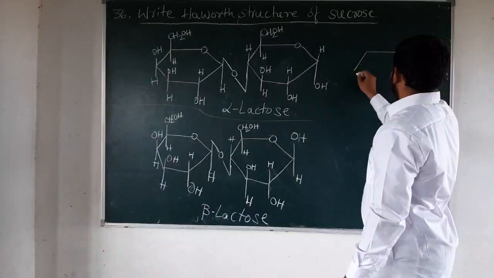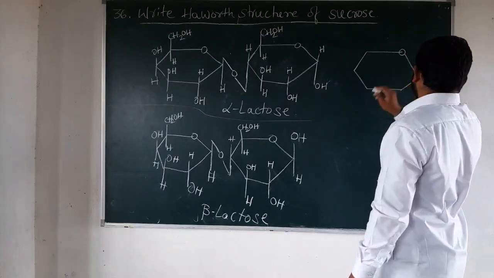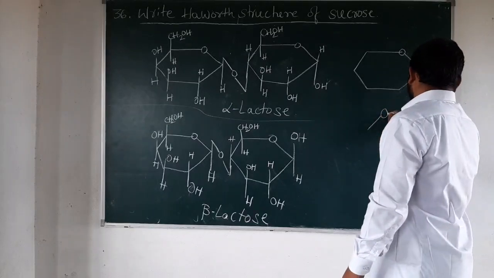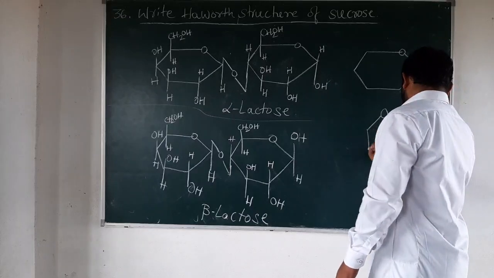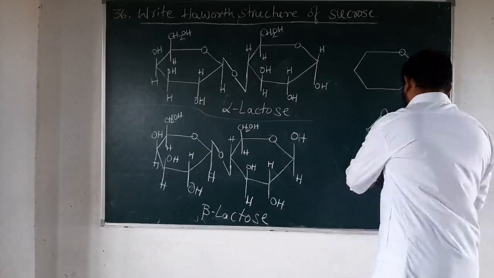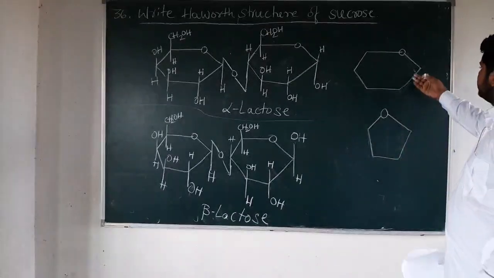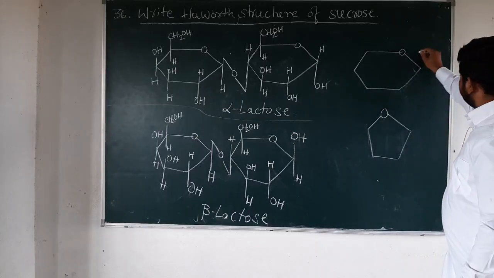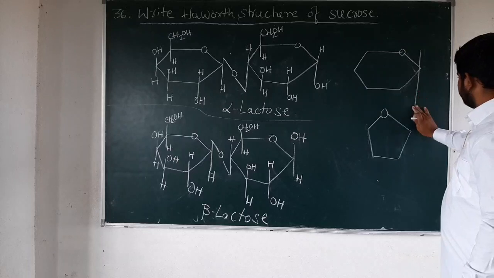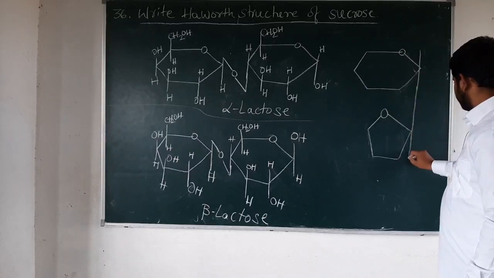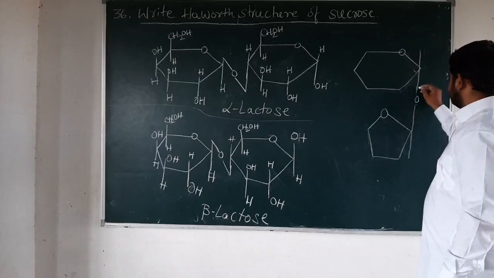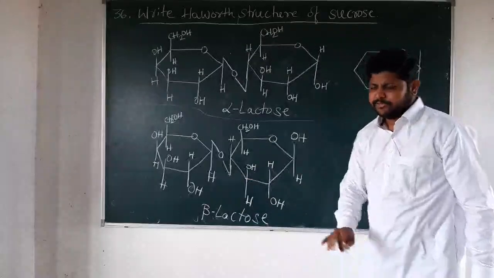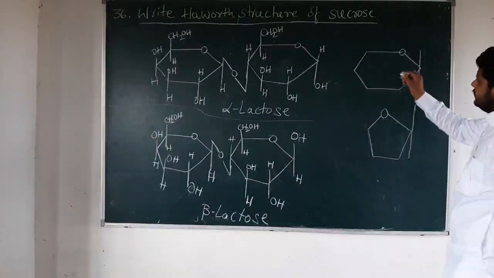First I will draw a 6 member ring with oxygen, and then the next 5 member ring. This is a 5 member ring with oxygen. 6 membered and 5 membered ring. Between this C1 and this C1 there will be a bond. This is the glycosidic linkage, like this. This is the glycosidic linkage between C1 and C4. Here the glycosidic linkage is between these two.